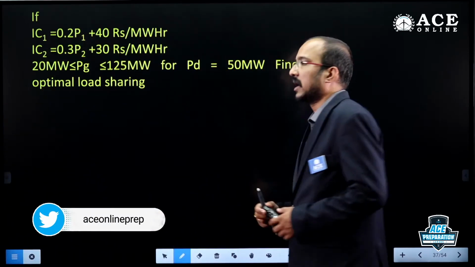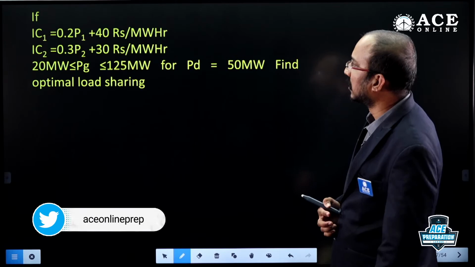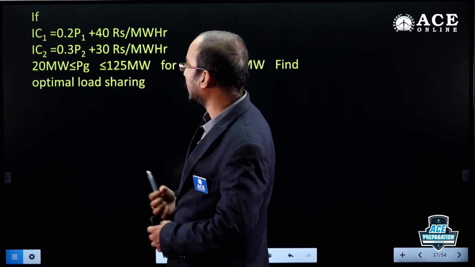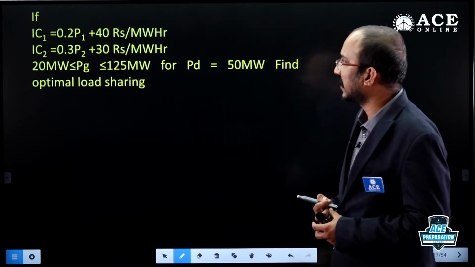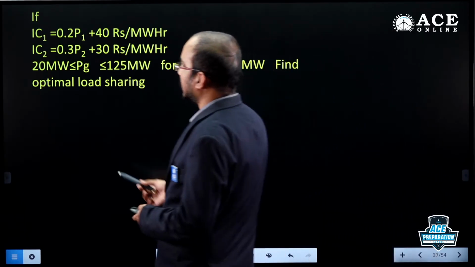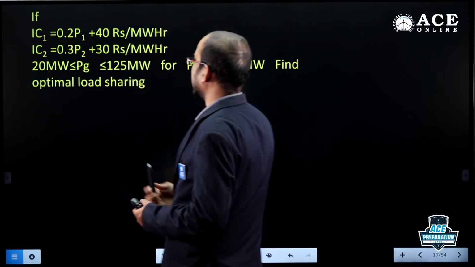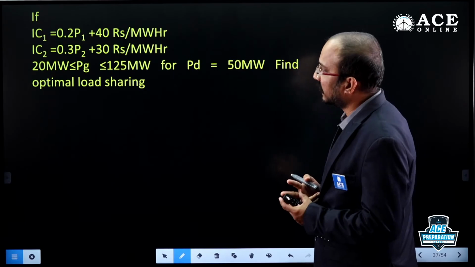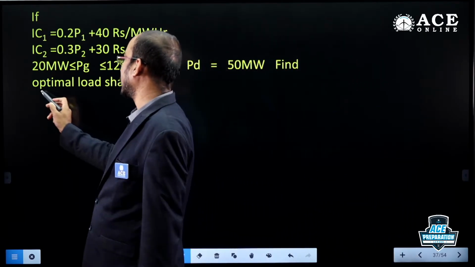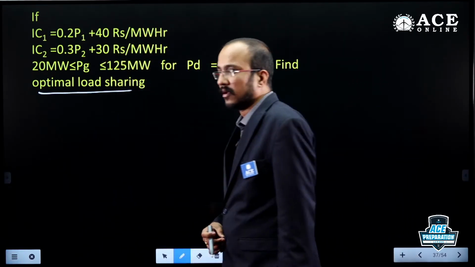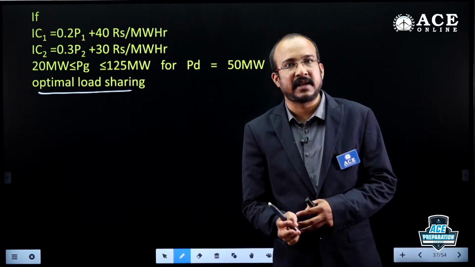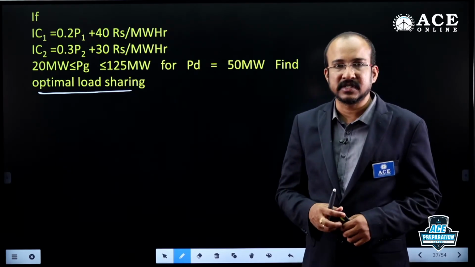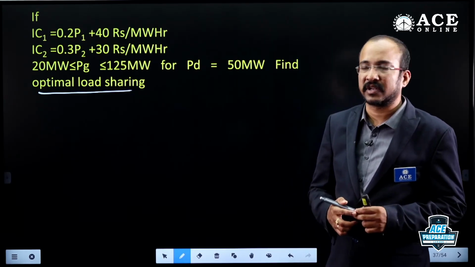Now observe this problem. IC1 and IC2, these are the incremental fuel cost characteristics of the plants given. Limits are given as 20 less than or equal to PG less than or equal to 125 megawatt. For a power demand of 50 megawatt, find the optimal load sharing. So he is asking to calculate how the load can be shared between the two generators.